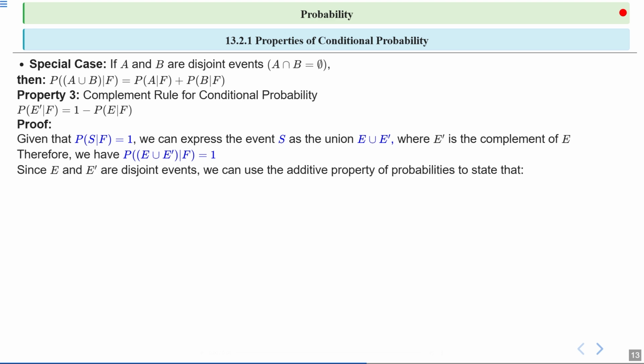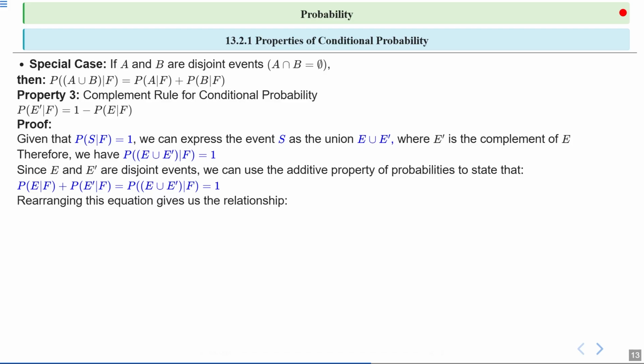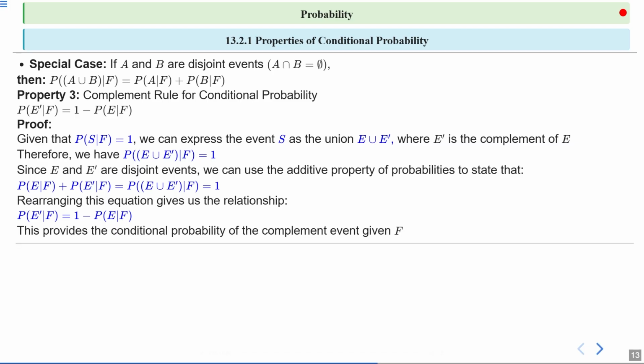Since E and E complement are disjoint events, we can use the additive property of probabilities to state that probability of E upon F plus probability of E complement upon F will be equal to probability of E union E complement upon F, which is equal to 1. Now, rearranging this equation gives us probability of E complement upon F equal to 1 minus probability of E upon F. This provides the conditional probability of the complement event given F. Got it?